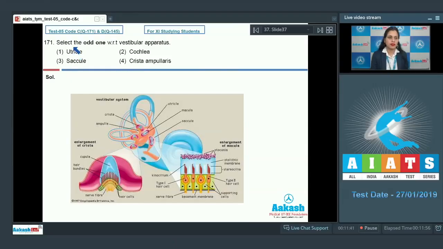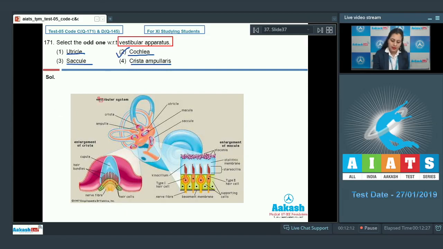Question number 171. Select the odd one with respect to vestibular apparatus. And the options are utricle, cochlea, sacculae and crista ampullaris. And the odd one among the given options with respect to vestibular apparatus is option number 2, that is cochlea. Because the other three options, that is utricle, sacculae and crista ampullaris, are part of vestibular apparatus.